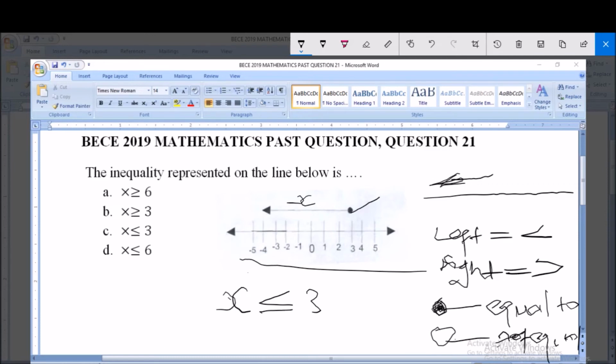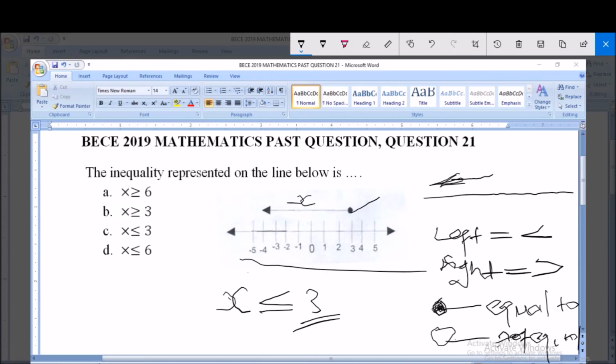This less than is derived because the line is going to the left direction, and this equal to is derived because the circle at the base of the line is shaded. If this circle at the base of the line is not shaded, it would have just been x is less than 3. But because it is shaded, it is therefore x is less than or equal to 3.